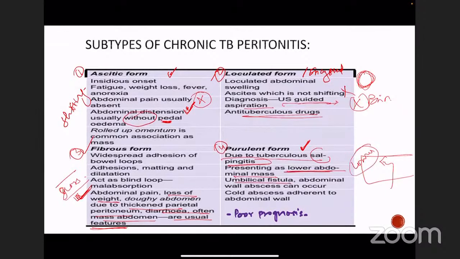Umbilical fistula can occur, and abdominal wall abscess can occur in such patients. In that case, the pain will be around the umbilical region, so localized pain will be there. A cold abscess adherent to the abdominal wall can burst open at times. These patients most commonly have a poor prognosis. We start antituberculous drugs, drain the purulent collection at times and send it for investigation. So this was about peritonitis, four types: ascitic, loculated, fibrous, and purulent.